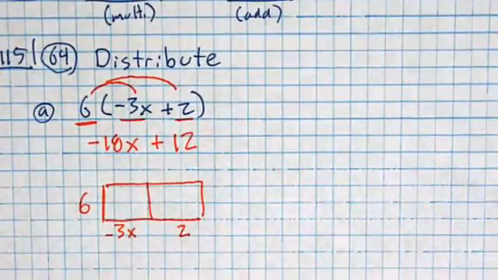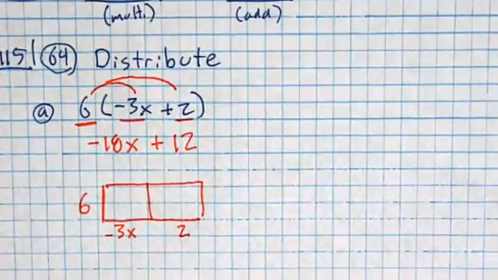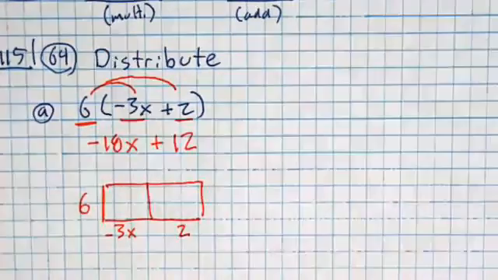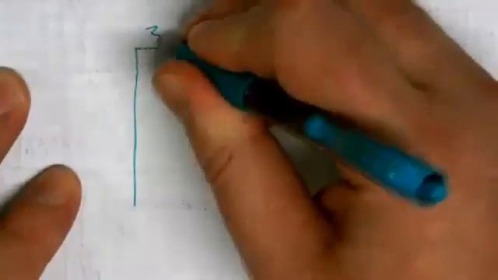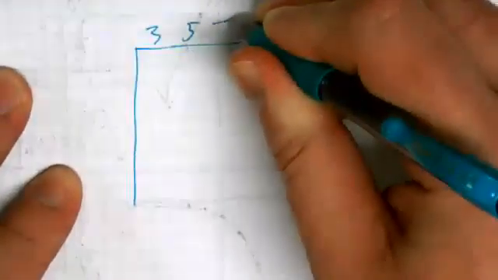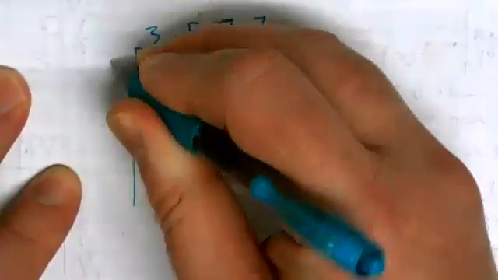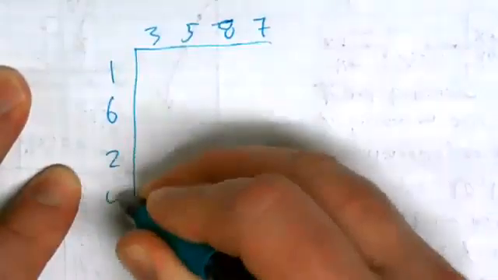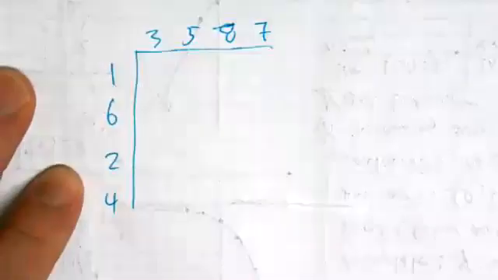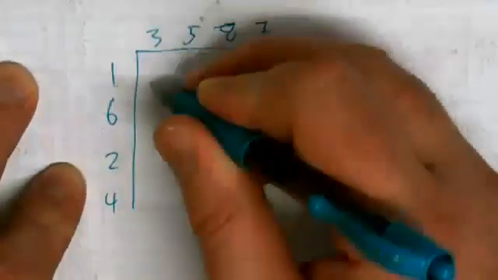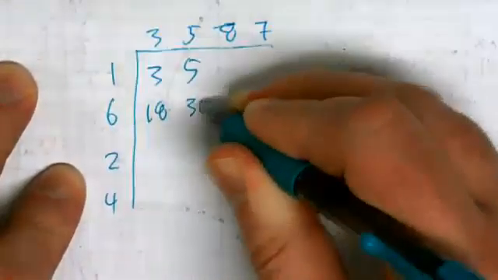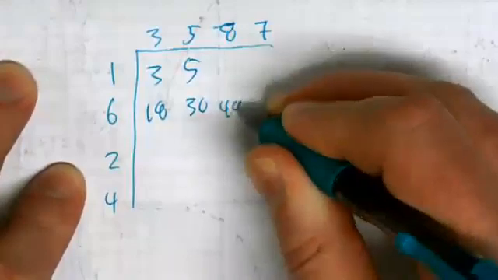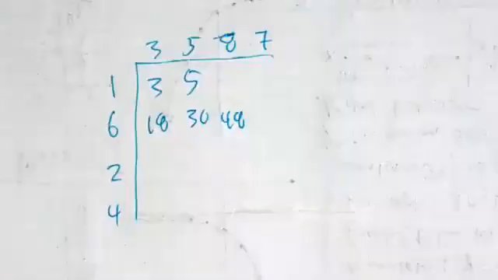Now, to find our final answer, all we have to do is multiply. This is like those old school multiplication tables. How many of you have stressful memories of elementary school where your teacher gave you a big grid with like 3, 5, 8, 7 across the top and 1, 6, 2, 4 down the side, and you had to go through and multiply them? Did anybody have to do this in elementary school? Like 1 times 3 is 3, 1 times 5 is 5, 6 times 3 is 18, 6 times 5 is 30, 6 times 8 is 48, right? Does anybody remember having to do something like that?